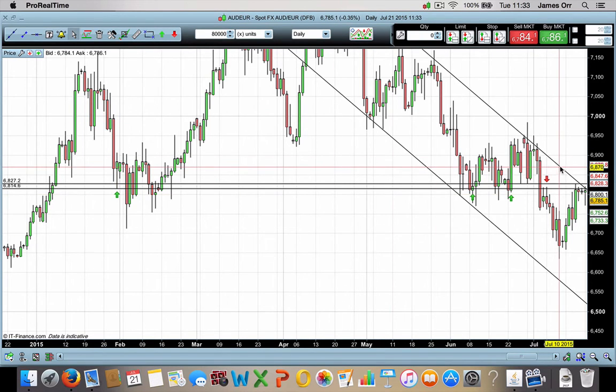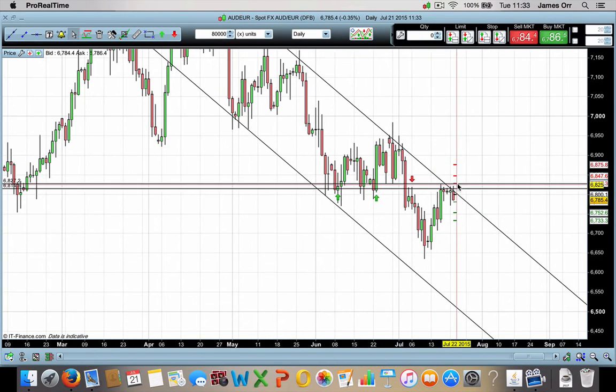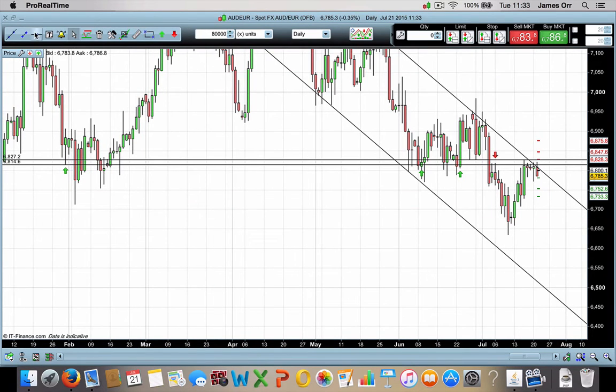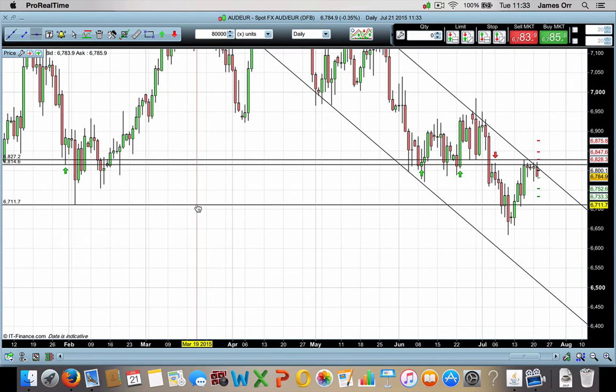Now, all you do is come across and see if it lines up. It lines up absolutely perfectly right here with R1. So I'd be looking in this zone for reversals. On the move down, let's have a look. You've got a strong tail there. It lines up here and here. It doesn't really line up with S3 because it is so far down.